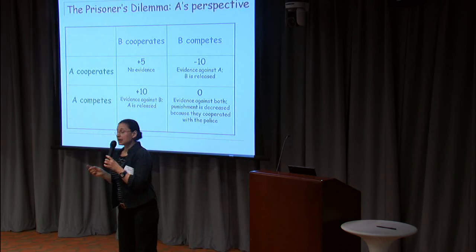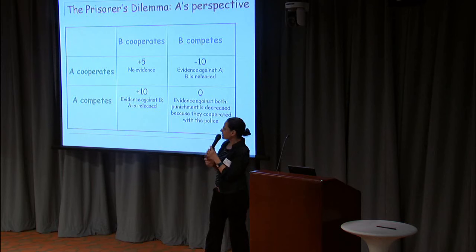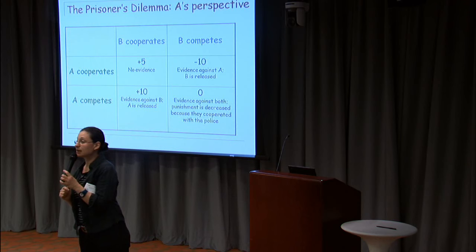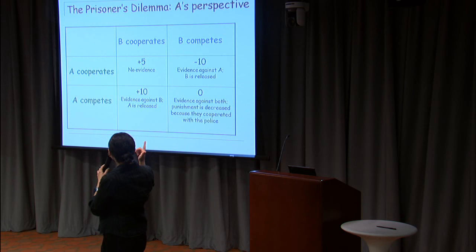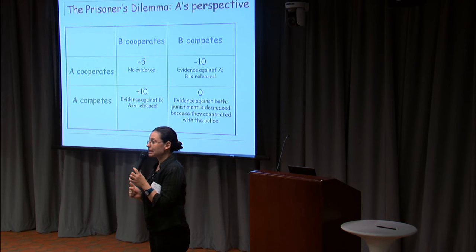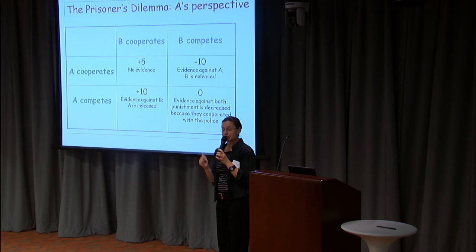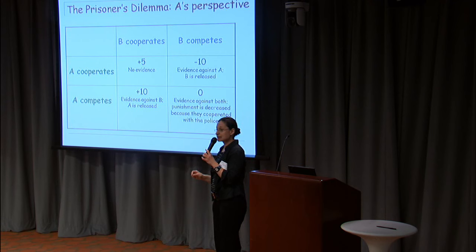This cell is exactly the opposite, because A cooperates. It means that he doesn't provide the police any evidence against B. B competes. It means that he or she does provide evidence against A to the police, and A will go to prison. B will be released, and it's very bad for A. We are looking here at the table from A's perspective. So far, it's okay? Okay.